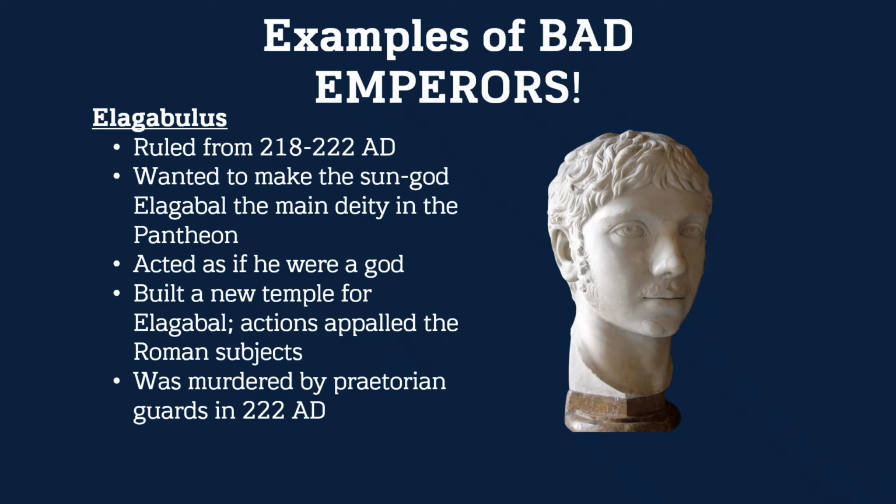And our last bad example of an emperor was Elagabalus. Now, he wanted to push the sun god Elagabal as the main deity of Rome. He tried to build a new temple. This, of course, appalled the Romans that were there, and he will be murdered by the royal guard in 222 AD after only reigning for 4 years.